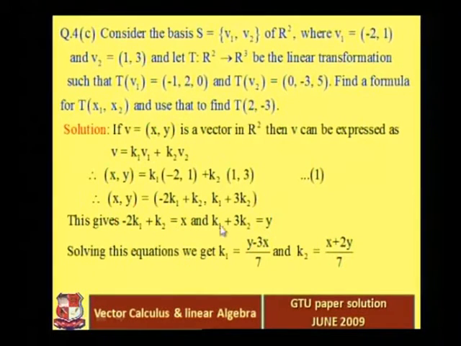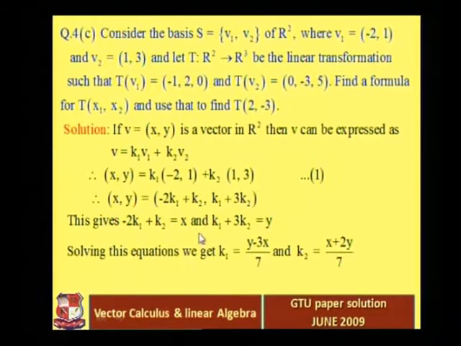Solving these two equations, we can easily find K1 and K2. Solving, we get K1 is equal to (y minus 3x) upon 7 and K2 is equal to (x plus 2y) upon 7. Here we have just two equations, so we can directly solve them and easily find K1 and K2.